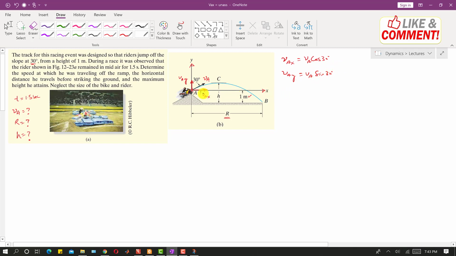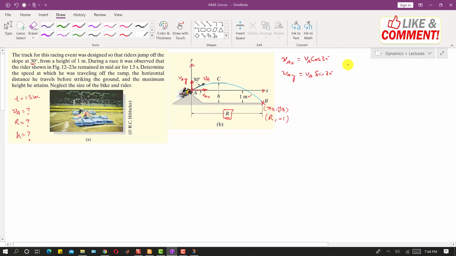And when the rider reaches this point B, what are the coordinates of this point B? Let's say the coordinates at this point B are XB and YB. As we can see, the horizontal distance from this point A is, let's say, R. So XB is R, and YB is, since the rider jumps at a distance of 1 meter from the ground and this is our origin, this point B is at a distance of -1 meters from this origin. So the final position is -1 meters according to the origin.